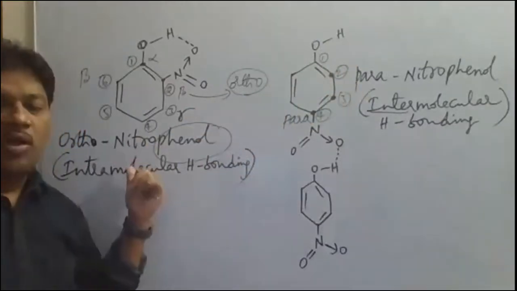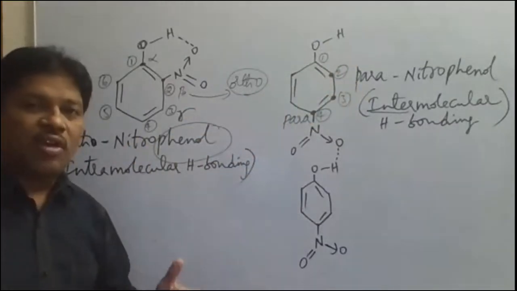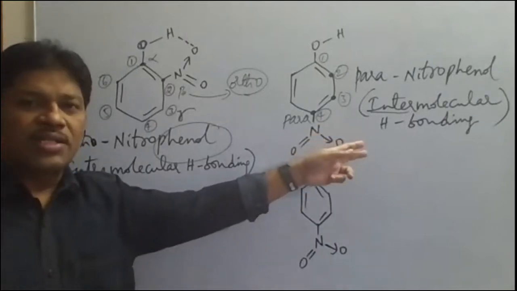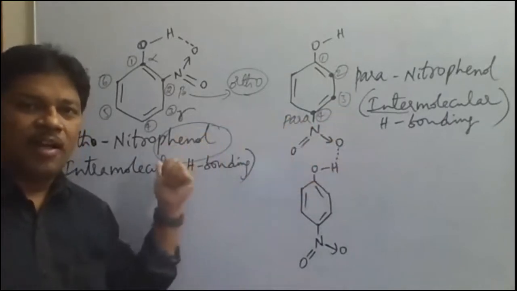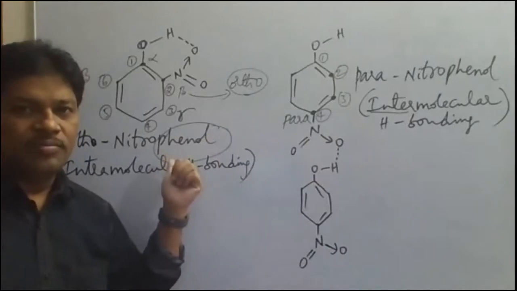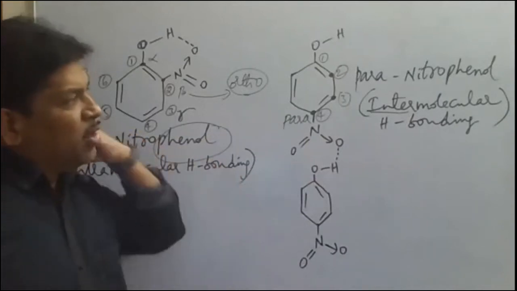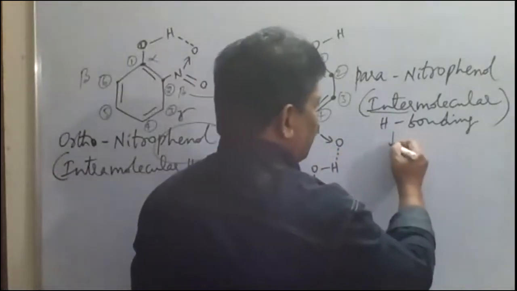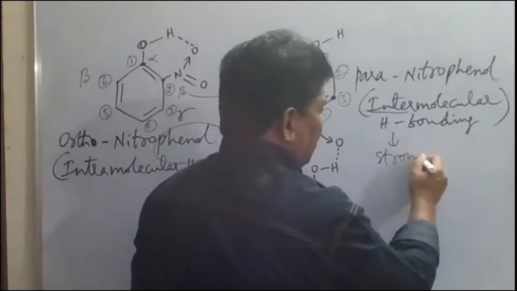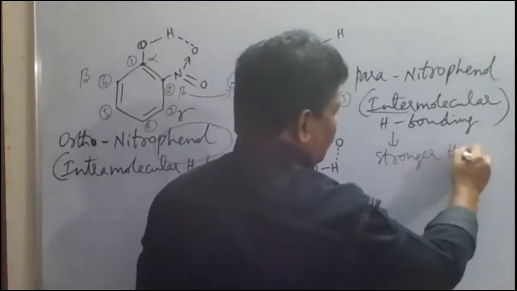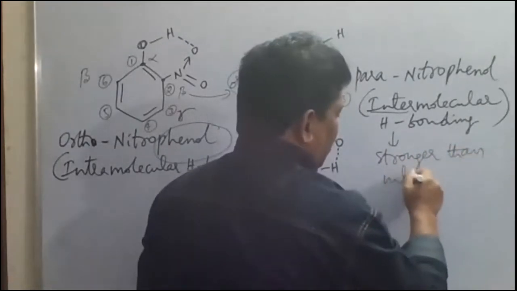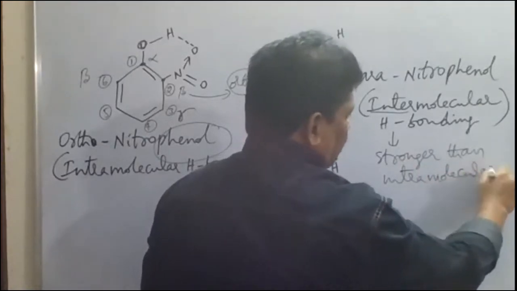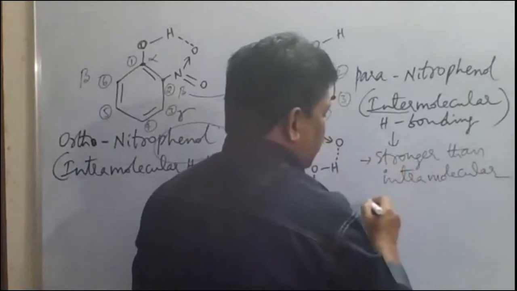Now guess first, which one is the stronger hydrogen bonding? Is intermolecular the stronger bond or is intramolecular the stronger bond? Intermolecular hydrogen bonding is stronger than intramolecular. Intramolecular is the weaker bond. Because of intermolecular hydrogen bonding, it is relatively stronger than intramolecular.